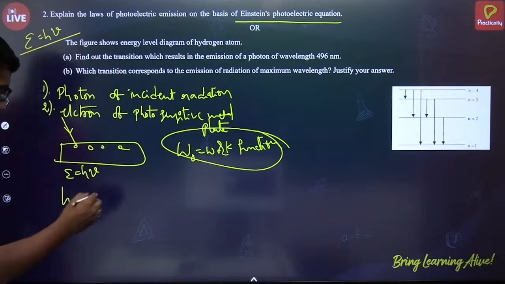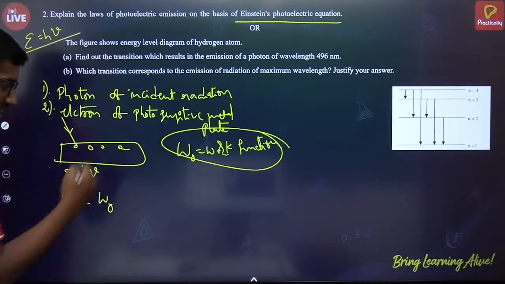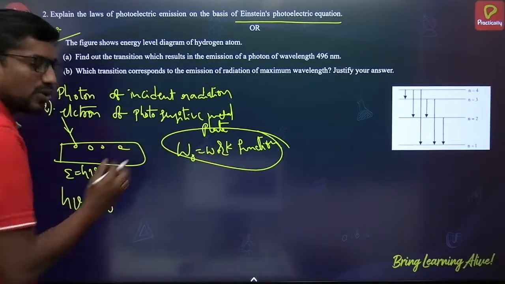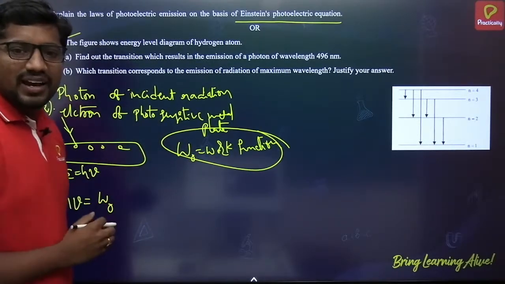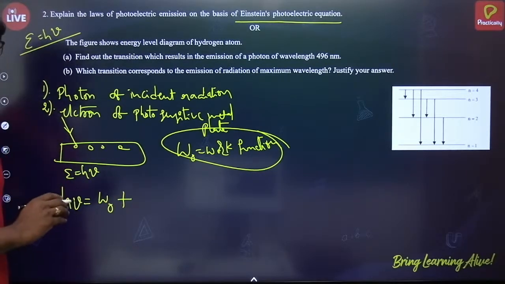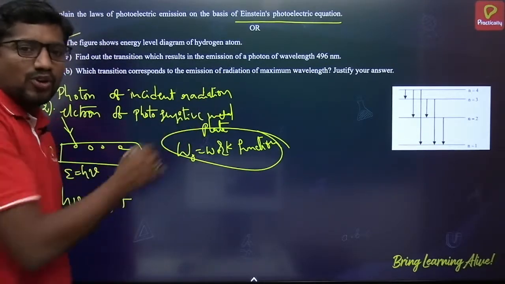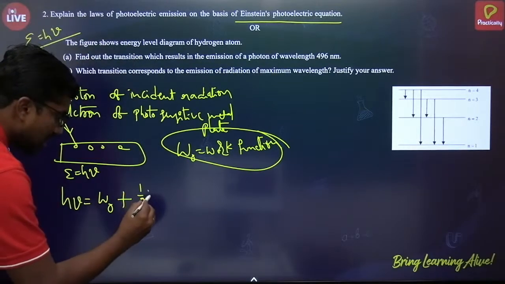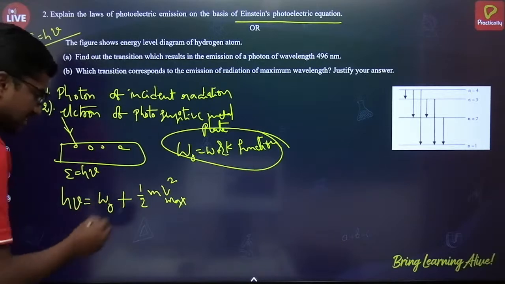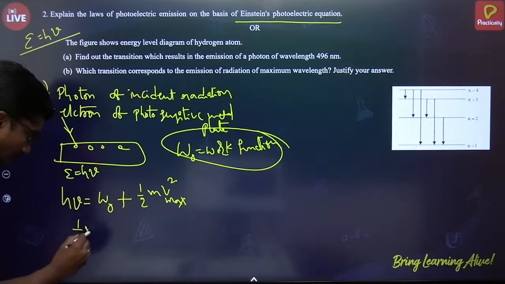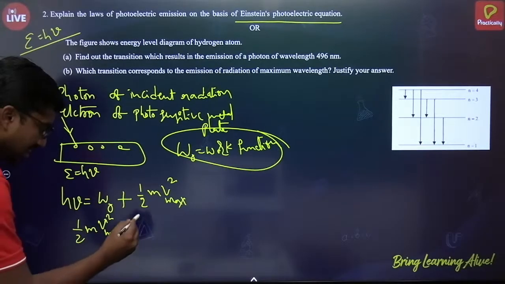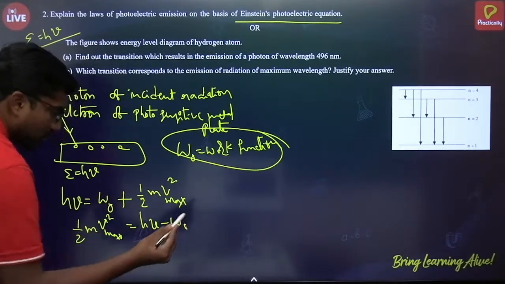Okay, so partly it is utilized to liberate the electron. To liberate it, this much work should be done, and that work done we are calling the work function. Some other part of this energy will be imparted as kinetic energy to that photoelectron, which you can write as half mv square, where v is the maximum. So in such a case we can write that half mv square is equal to h nu minus the work function.